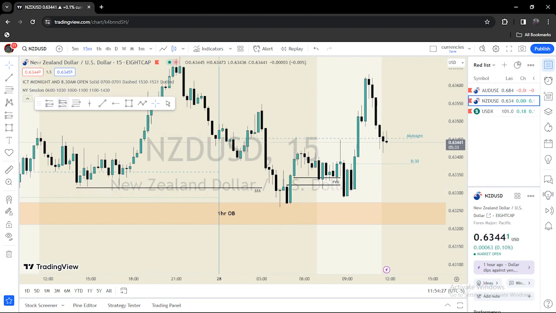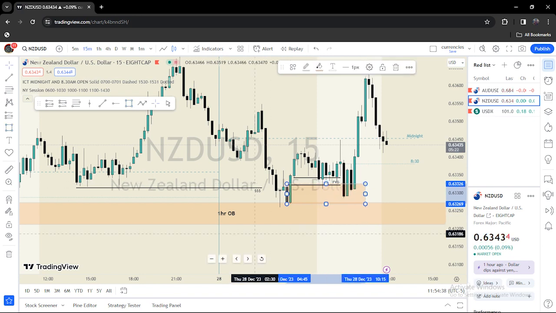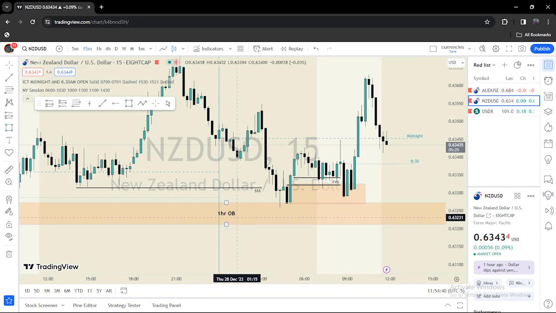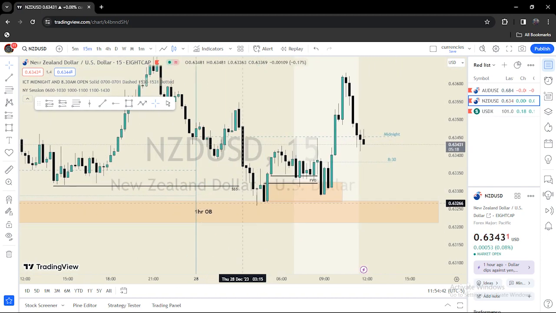Then what I loved about this fair value gap was that there was an order block here. So I had marked it again. I'm going to mark this order block again. If you check the 1 hour, this is the 1 hour order block. Here, it was tagged here. Remember, it was during the London session.